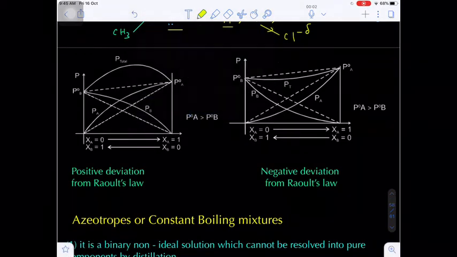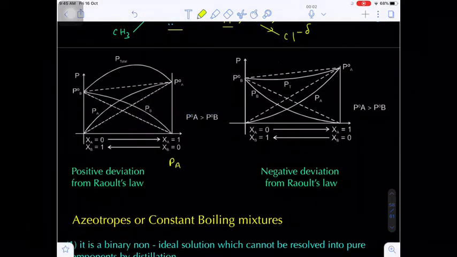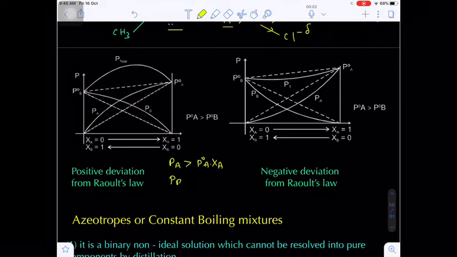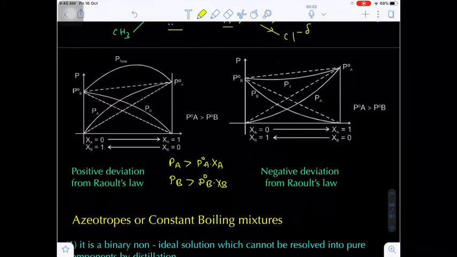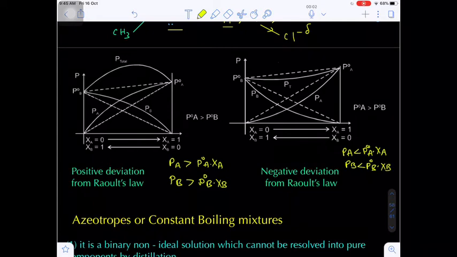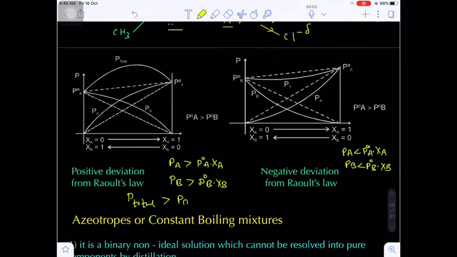So here also if you observe, in the first case the pressure of A in the solution will be greater than P naught A times XA, and the partial pressure of B will be greater than P naught B times XB regarding the positive deviation. Whereas regarding the negative deviation, Pa will be less than P naught A times XA, and Pb will be less than P naught B times XB. Are you getting my point? That's why the P total will be greater than Pa plus Pb. Here the P total will be less than the sum of Pa and Pb.